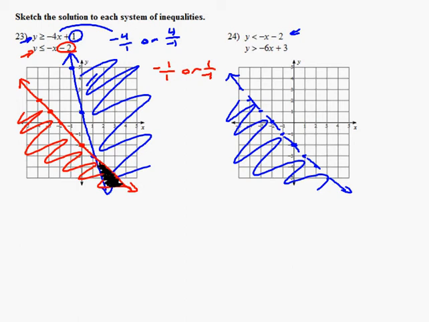Graphing the next one, we'll graph that in red. We start at 3 on the y-axis. And then we have a slope of negative 6, which we can think of as negative 6 over 1. Down 6. And over 1. Gets us there. This again is a dashed line. And we're going to shade above the line.